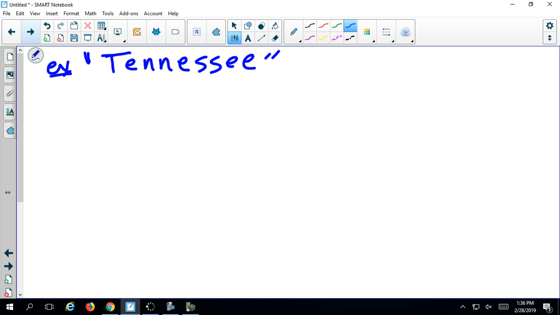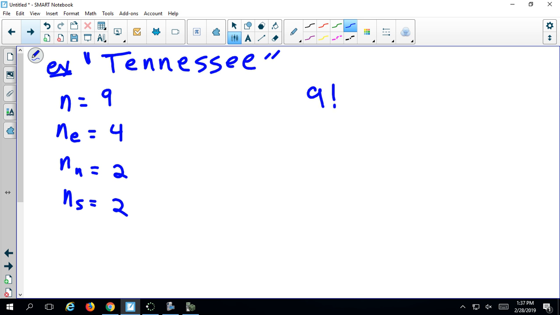So we need to count things first. How many total letters are there? 9. And then I need to count how many repetitions I have. How many E's are there? 4. How many N's? How many S's? Is there any other repeaters? So you start out with the total number. If they were all different, it would be 9 factorial, same as the batting lineup.